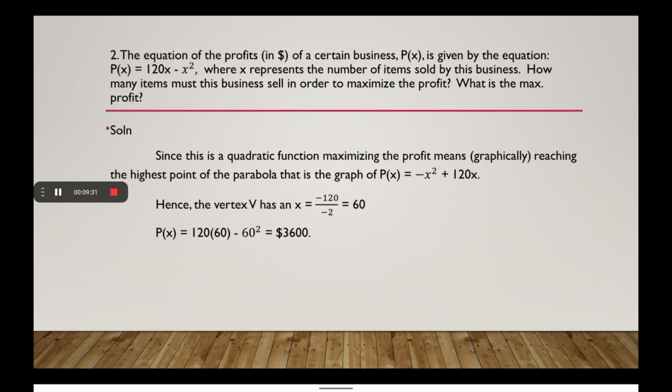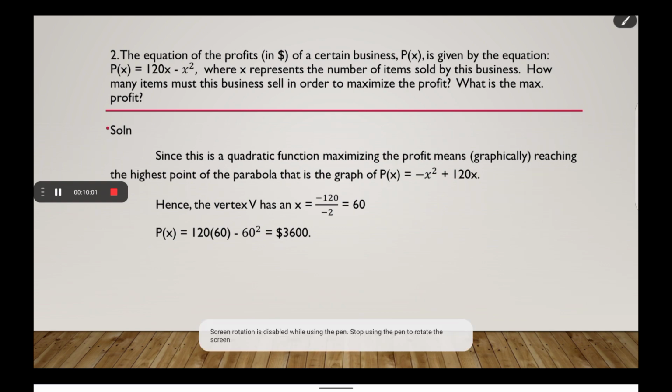Oh, it's very easy. They are giving the equation of the profit of a certain business as P of x. The profit of the business is denoted by P of x. The equation given is P of x equals 120x minus x square. Here x represents the number of items sold by this business. We need to find how many items must this business sell in order to maximize the profit, and what is the maximum profit.